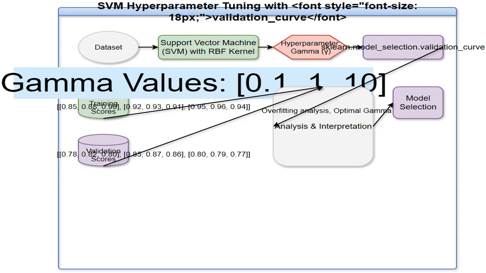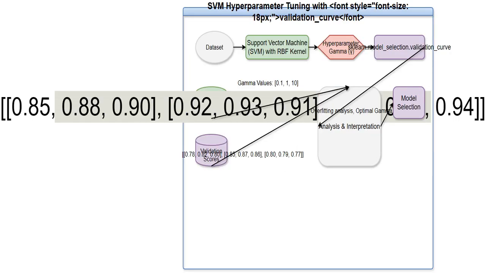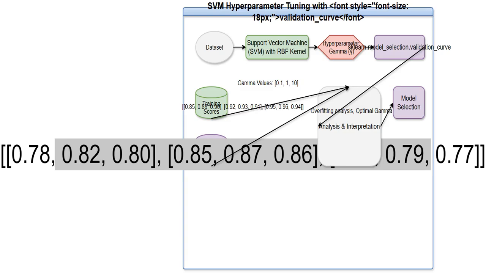These are the values of the gamma hyperparameter used in the experiment. We see how the model behaves with different levels of sensitivity to individual data points. This is the actual data representing training accuracy for each of the three gamma values. We can see that the training accuracy increases as gamma increases. This is the actual data showing validation accuracy for each of the three gamma values. We can observe a peak in accuracy, followed by a decrease, as gamma increases.